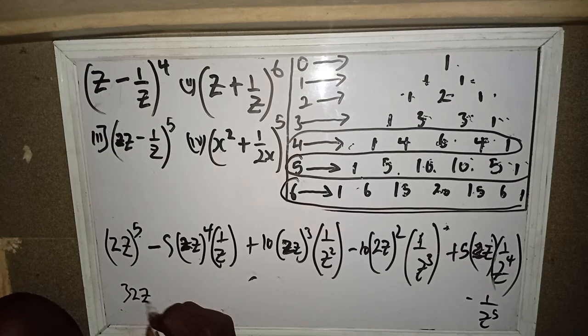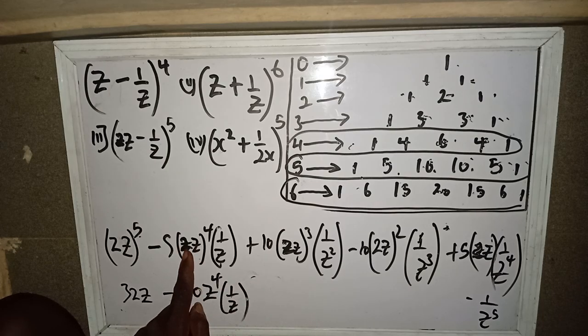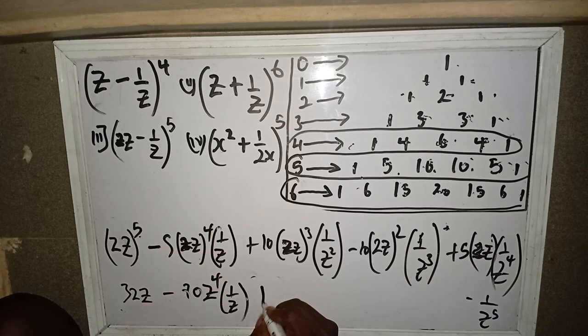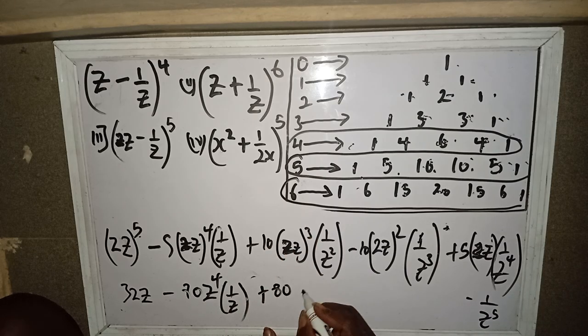You now have 32z minus 2 raised to power 4, 16 times 5, 80z, then 1 over z, so 80z to the 4. 2 raised to power 4, 16 times 5, 80. Z to the 4 times 1 over z, you can still cancel z here: 1, z here: 3. You can be doing that at the end of the day. 2 cube, 8. 8 times 10, 80.